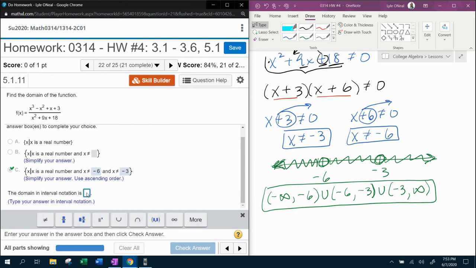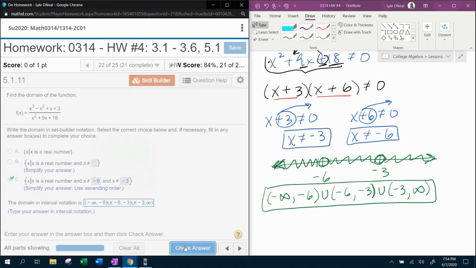And now let's put that in and see if I'm just making a bunch of junk up. Here we go. Negative infinity, comma, -6, parenthesis. The U is the glue that sticks the two pieces together. The -3. Bam. And we need another U. And -3 to infinity and beyond. Here we go. Fingers crossed. Bam.